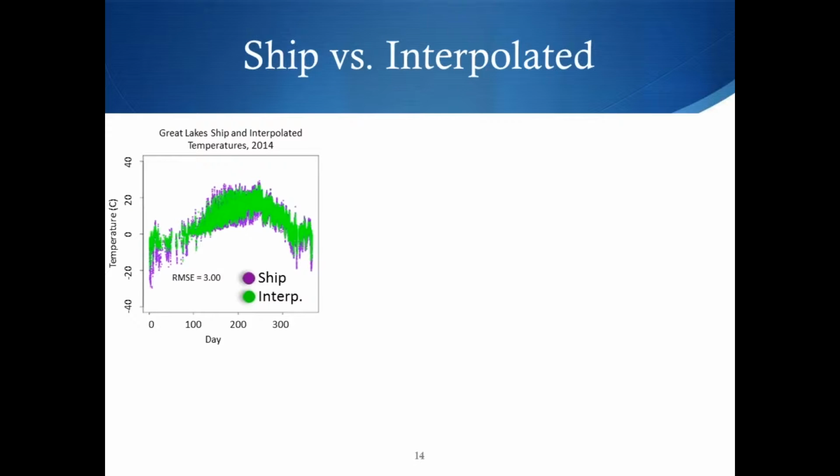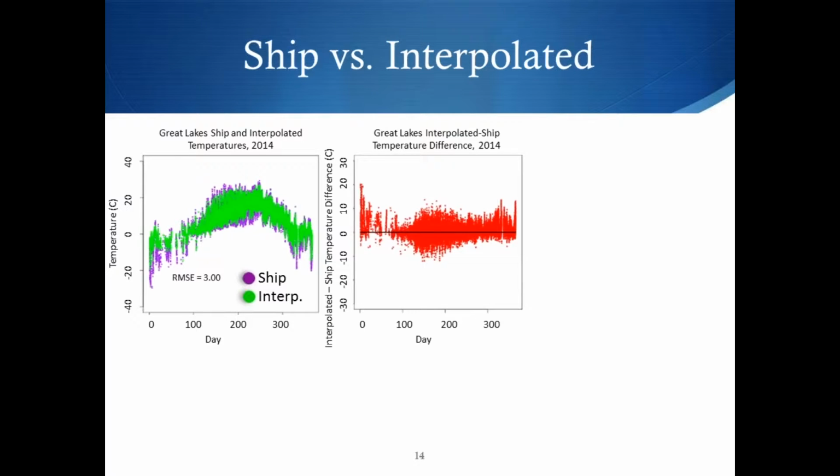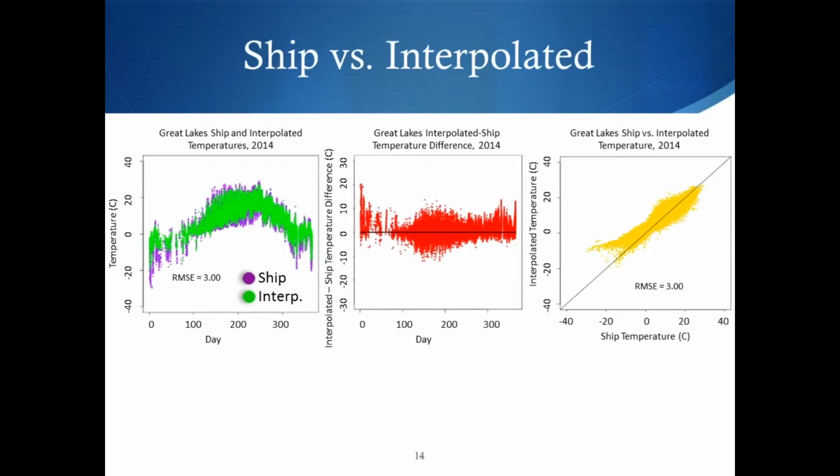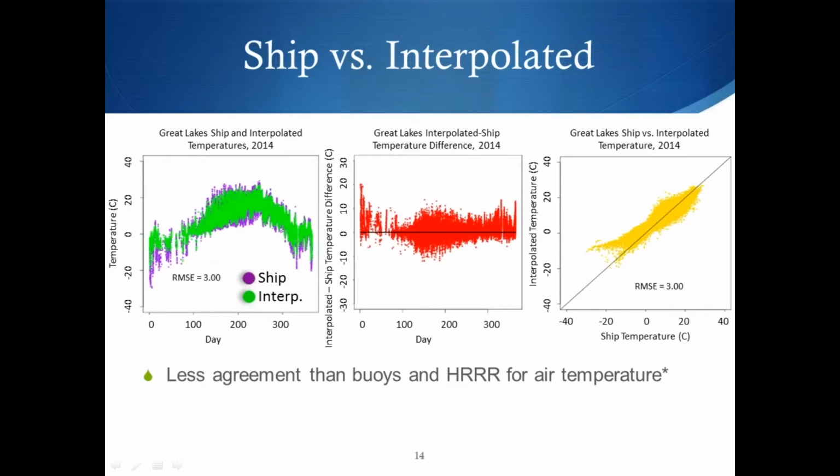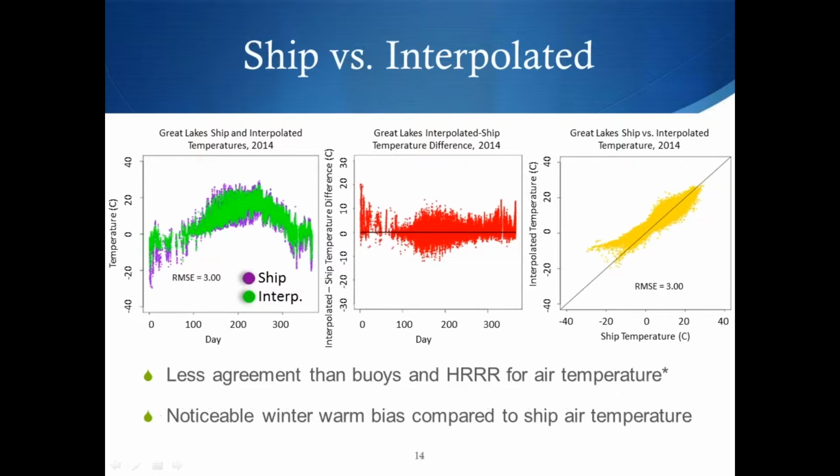And if we look at the difference plot, you'll actually see this again. At the beginning of the year, the interpolated are much higher than the ship temperatures. And then if we look at the one-to-one plot, you can really see this well. There's this little tail on the left-hand side of the plot, and this is where the interpolated temperature levels off compared to the ship temperature. Our root mean square error is 3 here. So from this, we determined that there's less agreement than with the buoys and with the HRRR for air temperature. And this time there's a warm bias in the winter compared to ship air temperature.